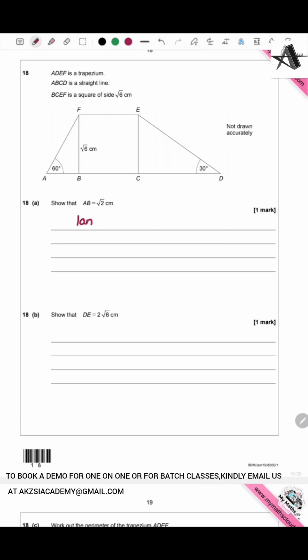So I have to apply tan 60 degrees, which is opposite over adjacent. I'll swap it, so it will give me root 6 over tan 60 degrees. Root 6 over tan 60 degrees is equal to root 6 over root 3. We know root 6 can be written as root 3 times root 2. On cancelling out, I'll get root 2 as the answer. So the final answer is root 2 and we have shown it.